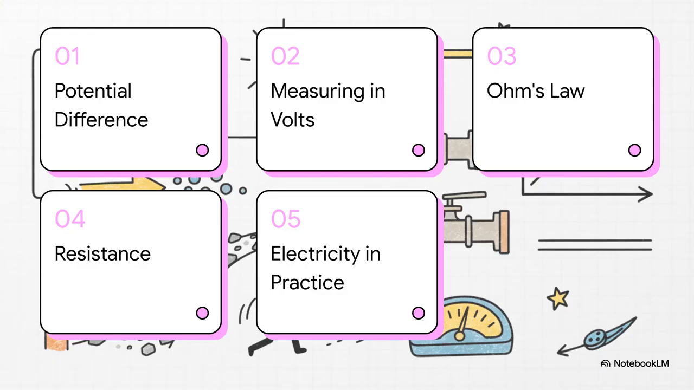So, here's how we're going to tackle this. First, we'll define that electrical push. Then we'll figure out how we measure it and uncover a super simple but powerful rule that connects everything. After that, we'll look at the hurdles that try to slow things down, before finally putting it all together to see how this works out in the real world.